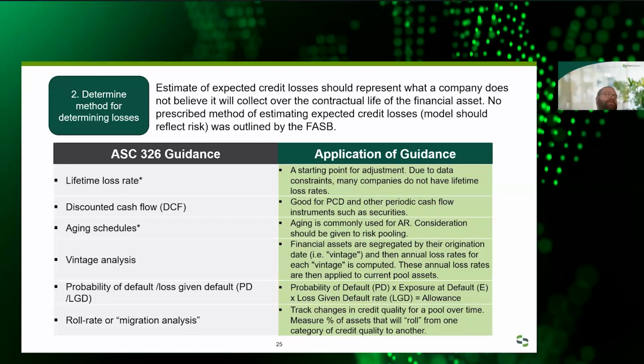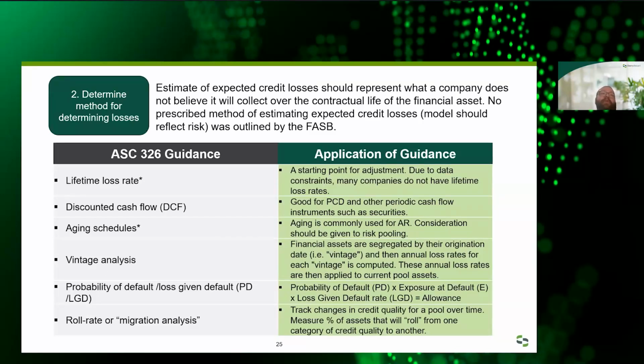Another couple ones, probability of default or loss given default. Conceptually, this is very simple. You're simply doing math where you say the probability of default, PD, you have to define what default means. Is it 30 days past due, 60, and you calculate the likelihood of loans entering that pool.